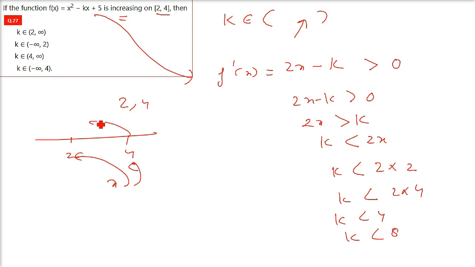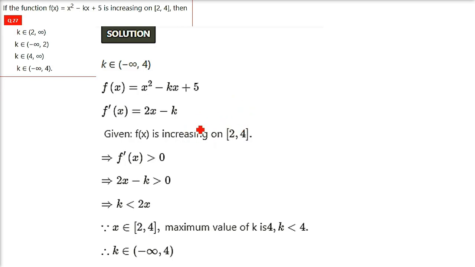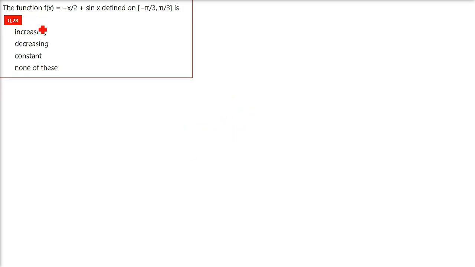If any number is less than 8 and less than 4, that means it is less than 4 only. If my height is lower than yours and your height is lower than your brother's, then my height is lower than your brother's. So k is between minus infinity and 4. So this is the solution. Very straightforward here. If your concepts are clear, you will understand this.